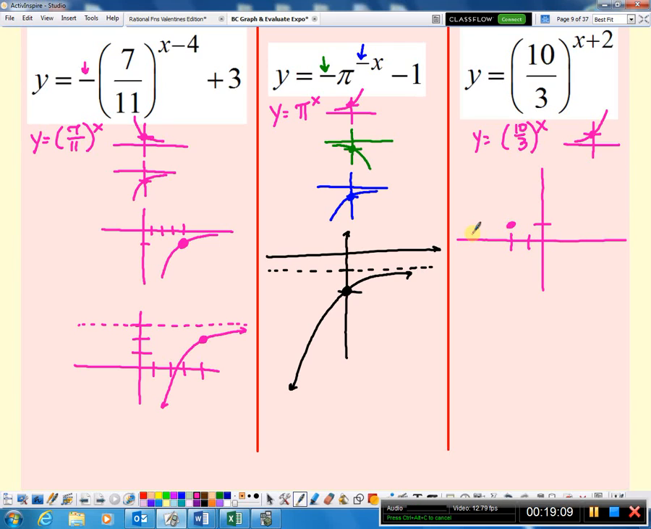Again, I mentioned range here, negative infinity to -1. So I may ask you some range questions. We are done with graphing exponential functions.